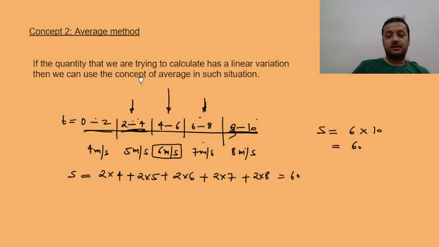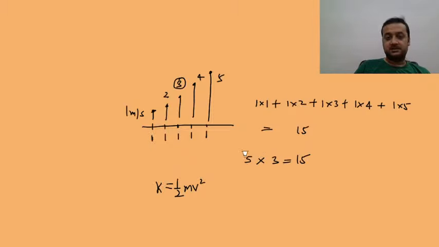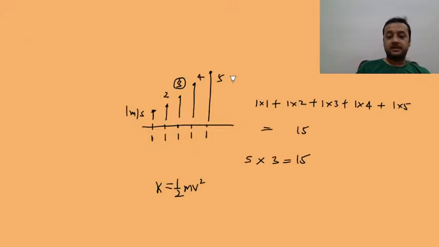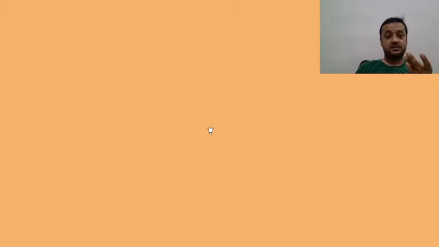The basic idea becomes: if the quantity that we are trying to calculate has a linear variation, as here the linear momentum had a linear variation, then we can use the concept of average. If we want to calculate the kinetic energy, we will have to resort to the fundamental method. We cannot use the average method because kinetic energy is not varying linearly. So using this concept, let us do some questions which you would have done using integration.